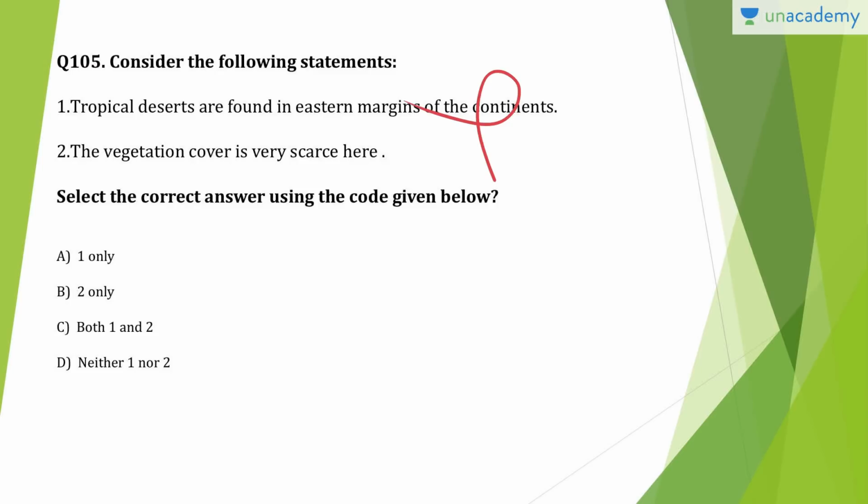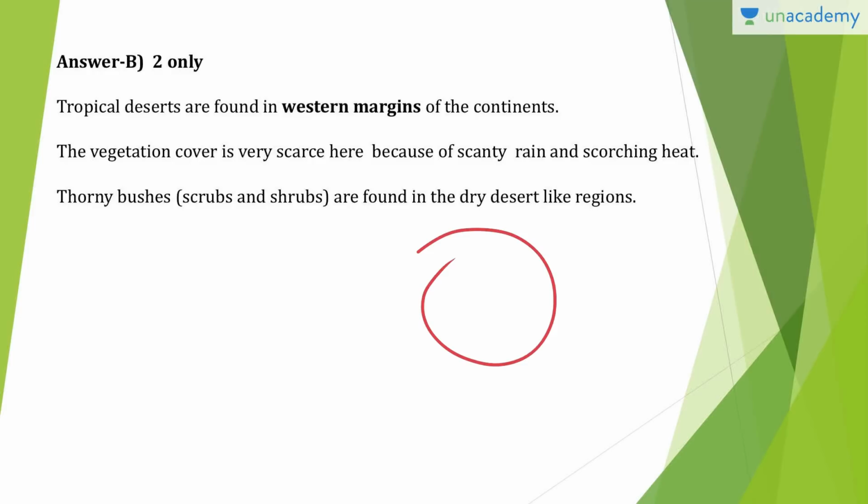If you see the world map, you will find a lot of deserts on the western margin. Okay, like Thar Desert. You take the example of Thar Desert. Then you see the entire Arabian Peninsula. Then in Africa you will see Sahara Desert. So basically on the western margins you will find a lot of such deserts. The vegetation cover is obviously very scarce here because of scanty rain and scorching heat. And thorny bushes like scrubs and shrubs are found in the dry desert-like regions.